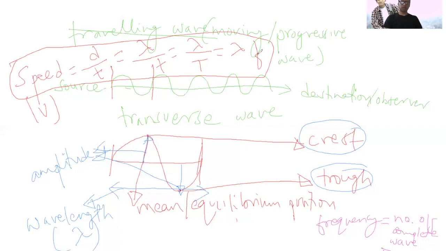These are the characteristics related to a wave, because we are just dealing with a simple case. That's why we have to know these things: speed, crest, trough, frequency, wavelength. These are the simple things we have to know in order to understand the wave.